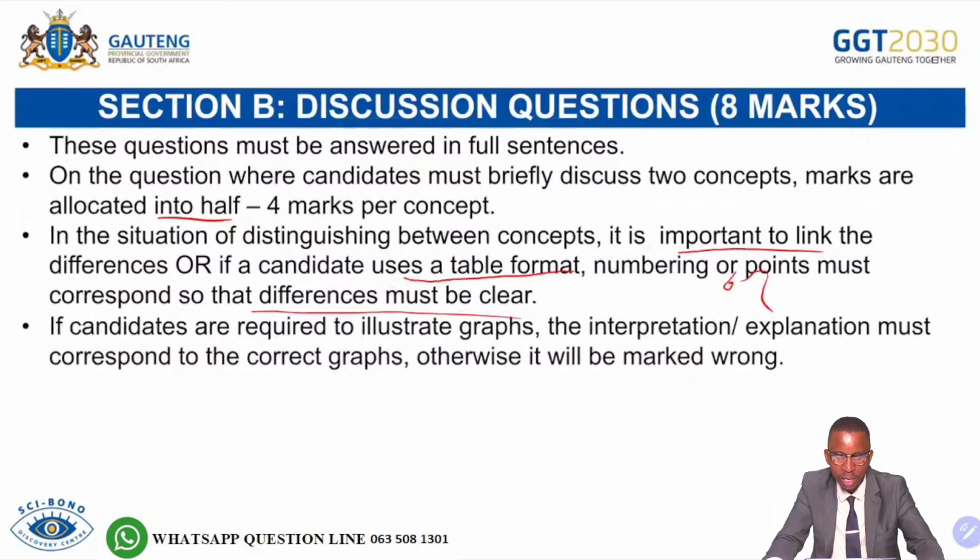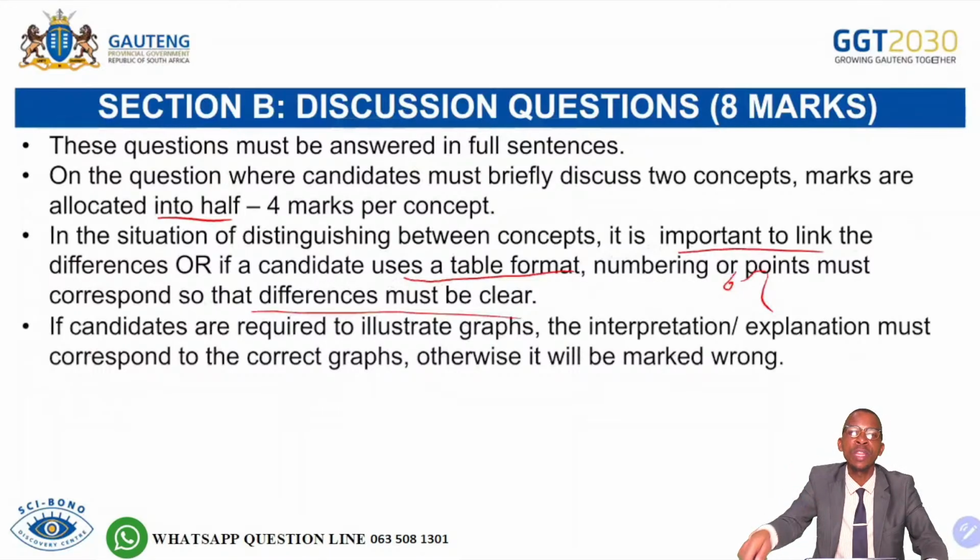If candidates are required to illustrate graphs, the interpretation or explanation must correspond to the correct graphs. Otherwise, it will be marked wrong. It is very important that if you are given the chance to draw the graph, the heading must be correct. The interpretation of the graph must also be correct. This must link. So should you provide the heading for economic profit and draw economic loss, everything is wrong. Ensure that if you give the heading for economic loss, you draw economic loss, then you interpret the graph correctly. You normally say, if you interpret your economic loss, shaded area indicates economic loss, but if you did not shade any area, you are speaking lies in that situation. Ensure that when you interpret, you look at the graph, take points that are on the graph, and put them down in words.